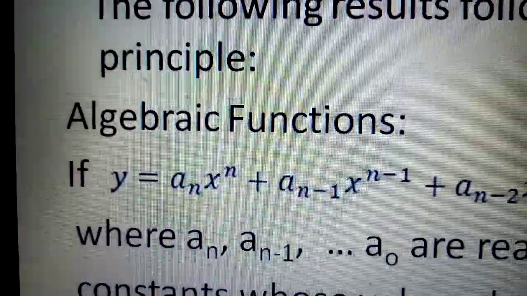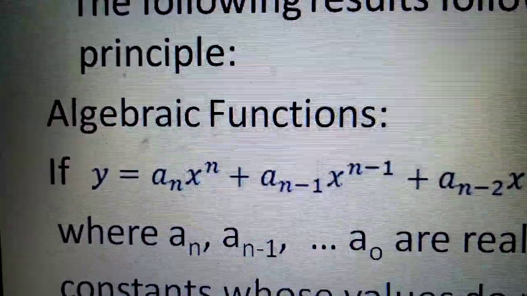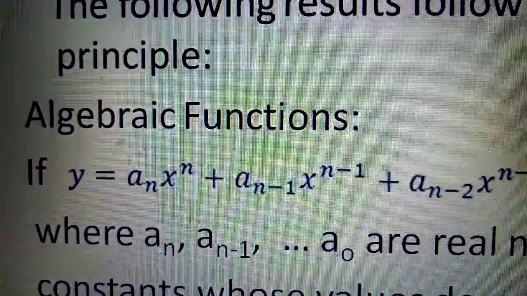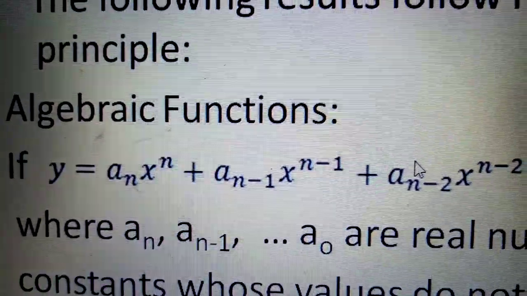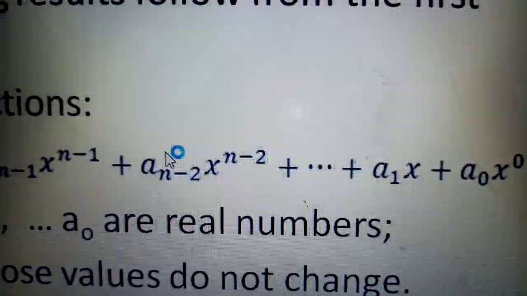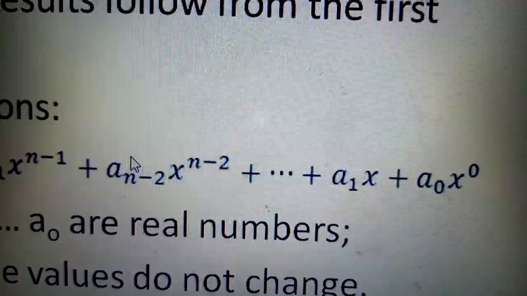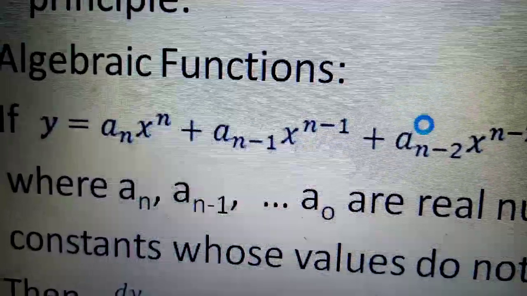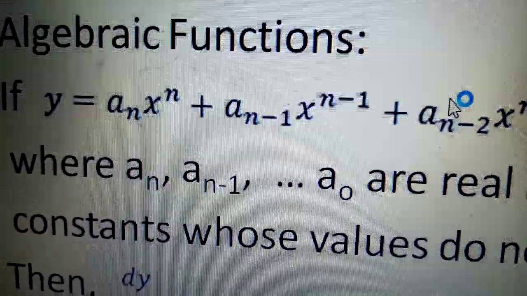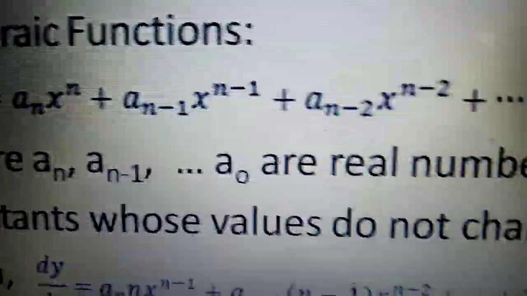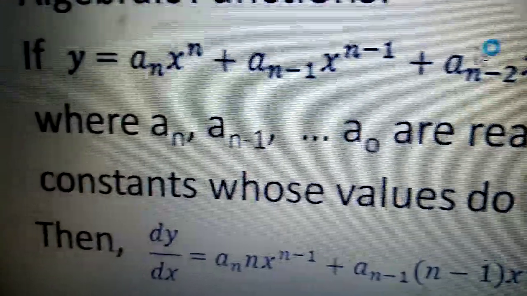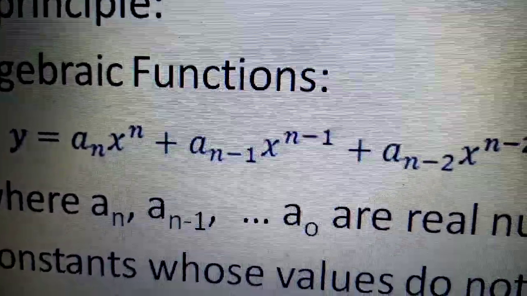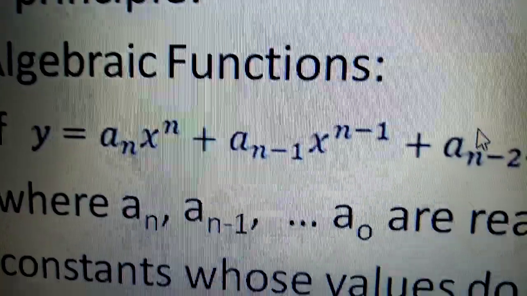Now for an algebraic function, if y equals a subscript n x raised to the power n, plus a subscript n minus 1 x raised to the power n minus 1, up to a subscript 1 x plus a subscript 0 x raised to the power 0, this is an algebraic function with powers of n. All the a subscript n and so on are real numbers. They are constants because their values will not change. The variables we have here are x as the independent variable and y as the dependent variable.